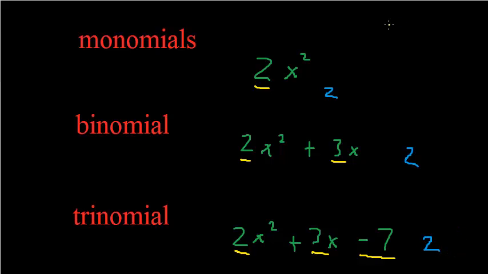One clarification for degrees: if you have 3xy squared, to find the degree of this term, you add the powers of each variable, and that is the degree of the term. So this has a degree of 3.